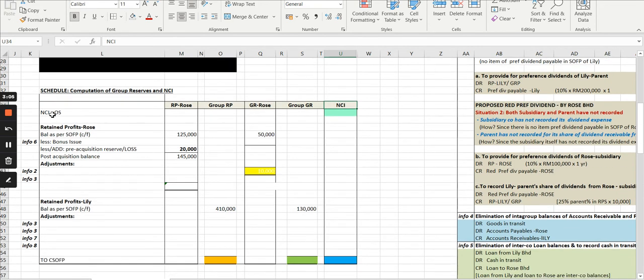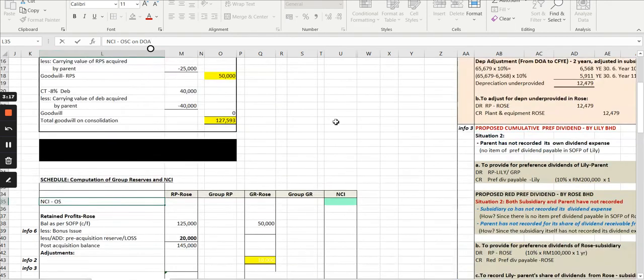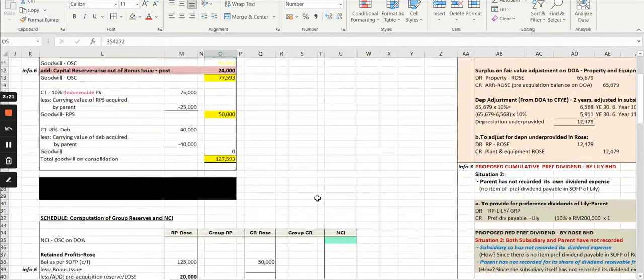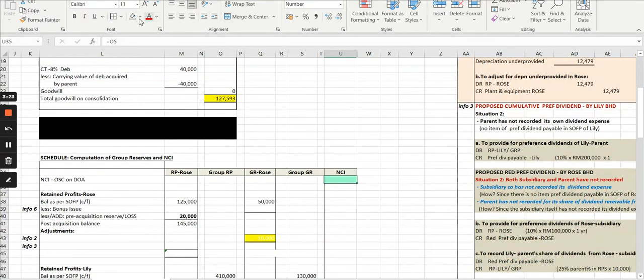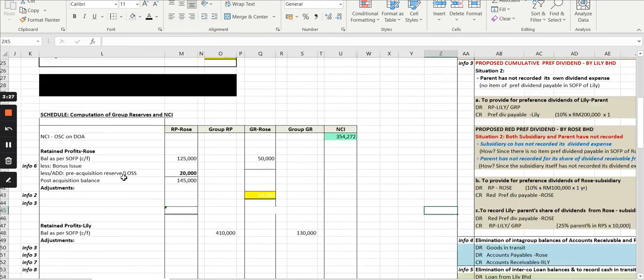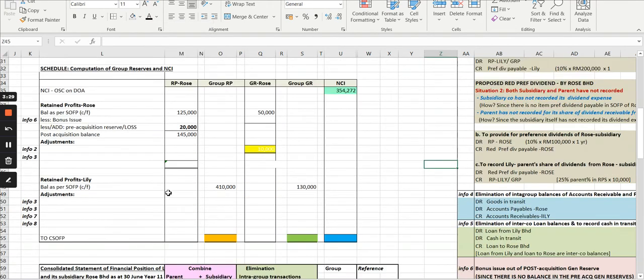So the first thing is for you to put the non-controlling interest that you had for your acquisition of ordinary shares on the date of acquisition, which is the one here. The one you have calculated here, 354,272, has to be also reflected here, so that is the figure.